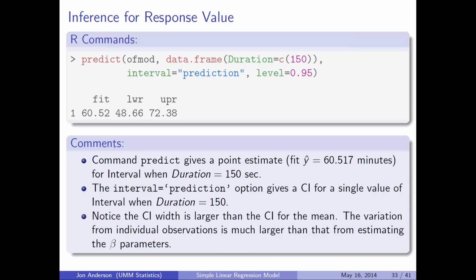You'll request this kind of interval in R from the same kind of predict command and the same duration of 150 seconds. The difference is the option interval equals prediction. This is how you specify that you want a range for what an actual value of y is probably going to be. So in this case, what you can see is that our best guess for the waiting time is about 60.5 minutes. But our uncertainty ranges from about 48 minutes up to about 72 minutes.